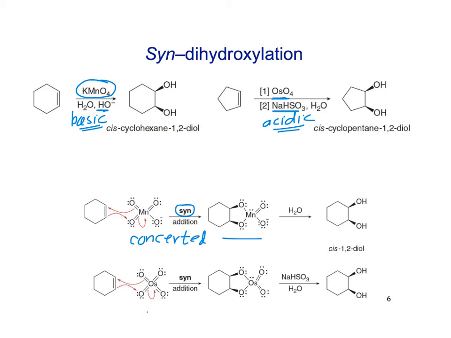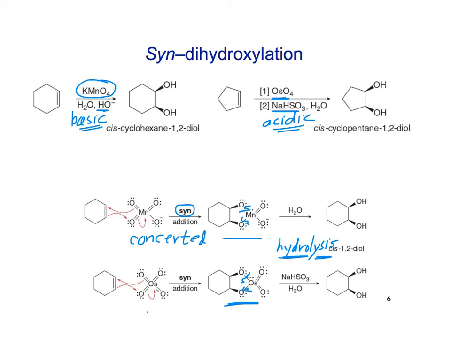This has the manganese in the ring. This one has the osmium in the ring. The second part of this is simply what we would call a hydrolysis. Okay, hydro means water, lysis means to cleave. So we're cleaving this ring, cleaving these bonds, this one here and this one here, or this one here and this one here, with water.